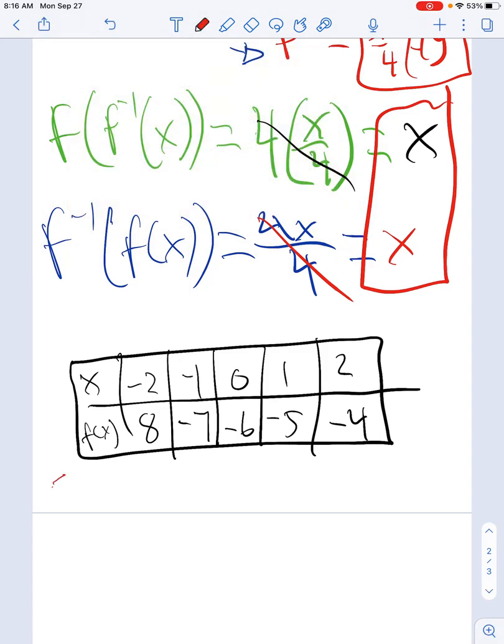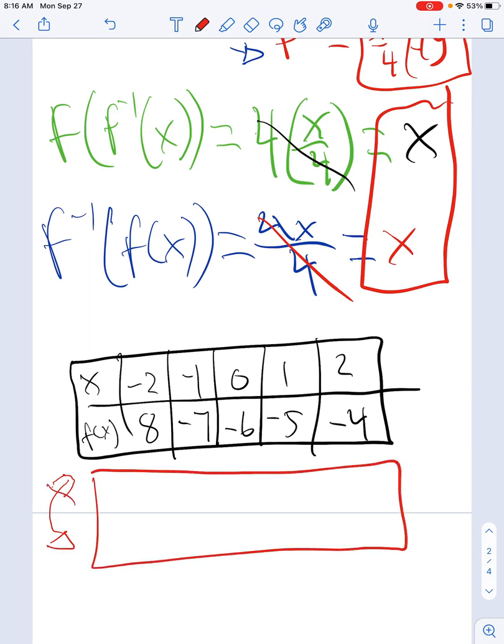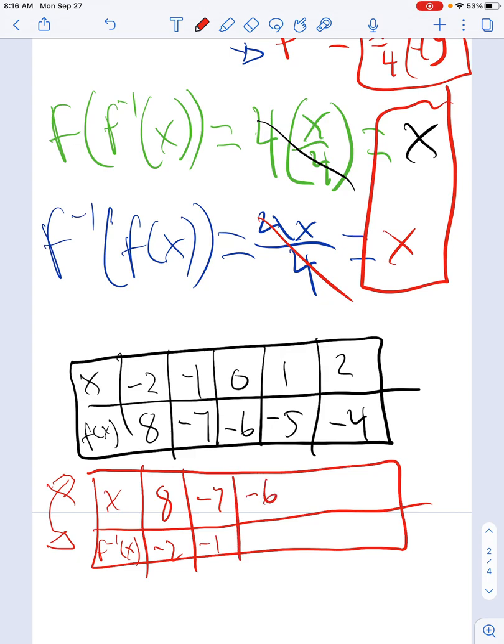If I want the inverse of this, again, all I have to do is flip-flop my x's and my y's. So again, my inverse function is going to be 8, negative 2, negative 7, negative 1, negative 6, 0, 1, negative 5, negative 4, and 2. I'm flip-flopping my x and y values.